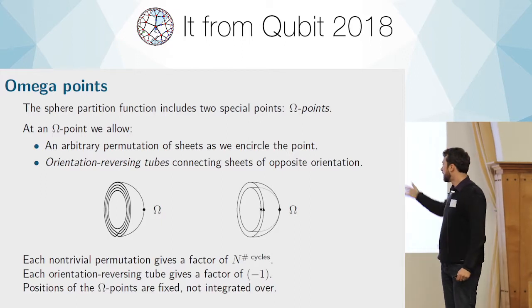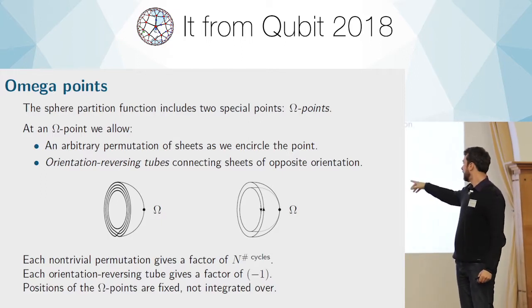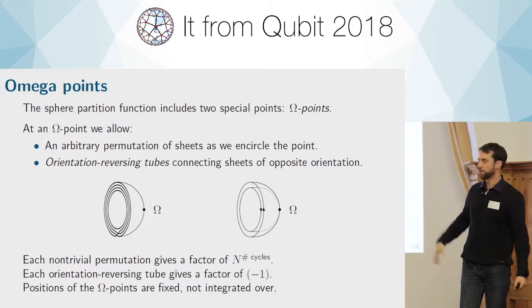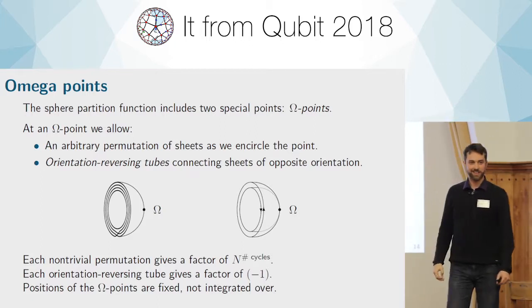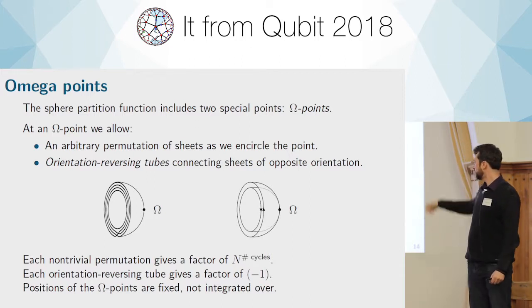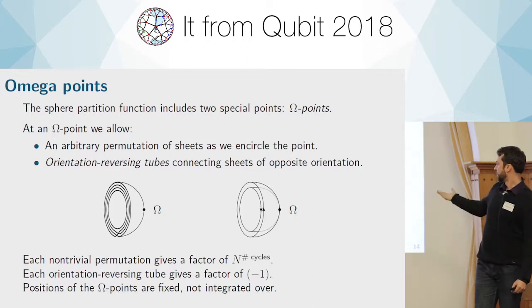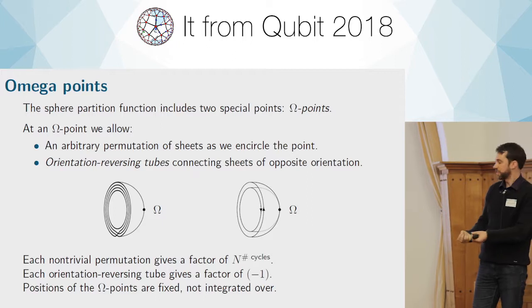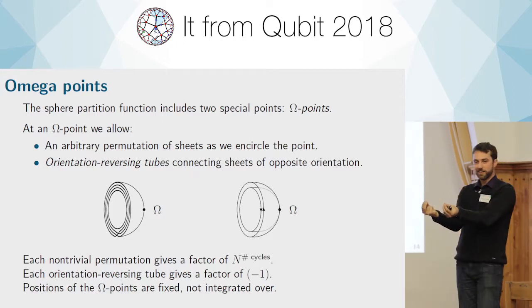For each non-trivial permutation, such as depicted on the left, you get an n to the number of cycles. So there'd be an n squared associated with that state. And for every orientation reversing tube, this thing on the right, you get a factor of -1. And the omega points, unlike the other interactions, aren't integrated over. You just stick them somewhere.